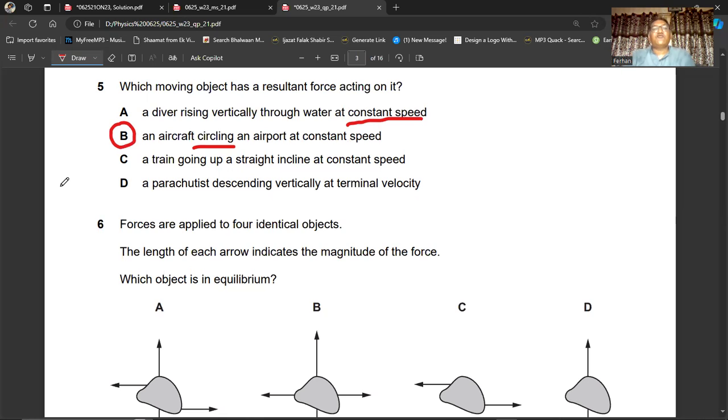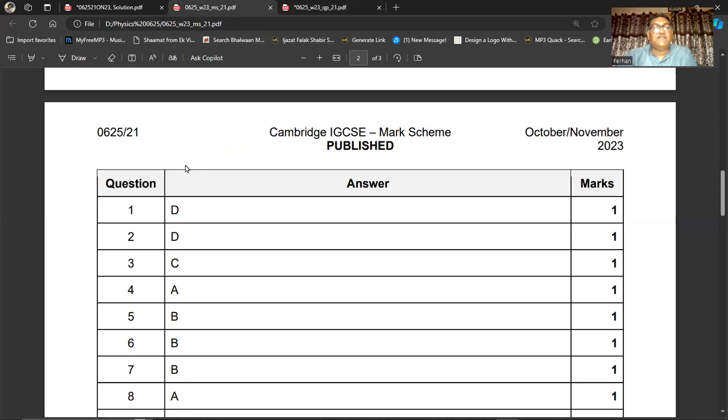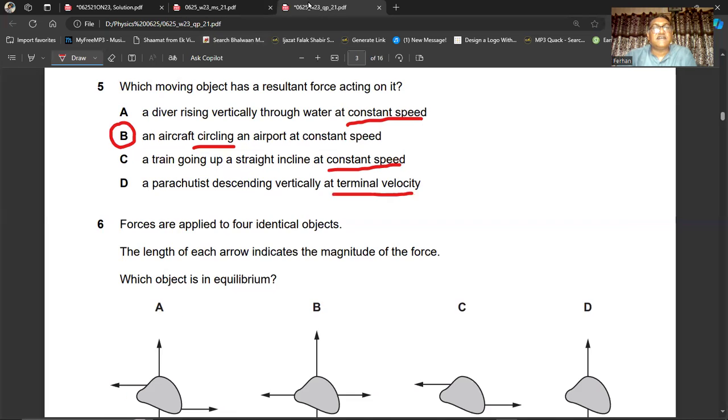C. A train going up a straight incline at a constant speed. Because it's moving at a constant speed and it's going in a straight line, the resultant force is 0. D. A parachute descending vertically at terminal velocity. When you are falling down with terminal velocity, the resultant force is 0. So in the B choice, we have a resultant force. So question number 5, B is the right choice, sir.